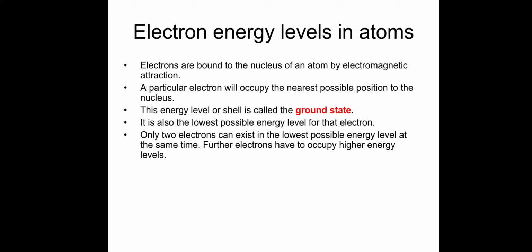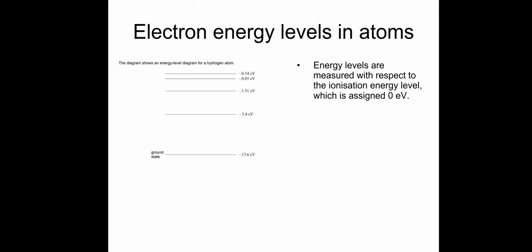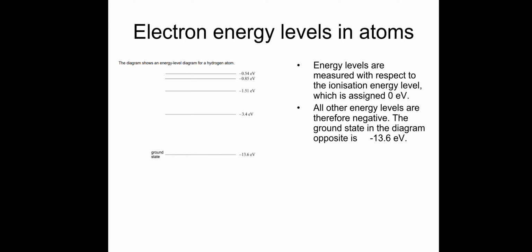Remember to pause at any time to make any notes. So energy levels in atoms. Energy levels are measured with respect to the ionization energy level, which is assigned to 0 eV. All other energy levels are therefore negative. So the ground state in the diagram opposite is minus 13.6 eV.